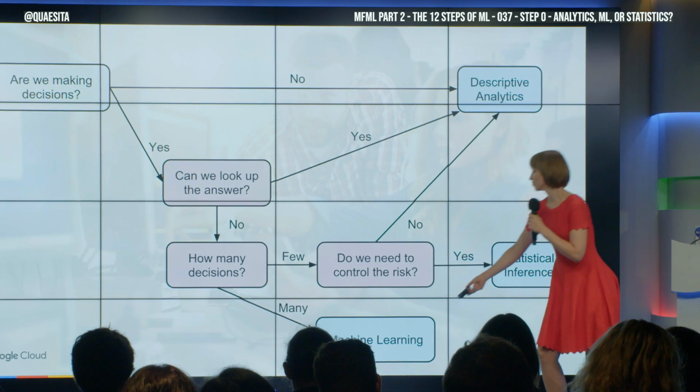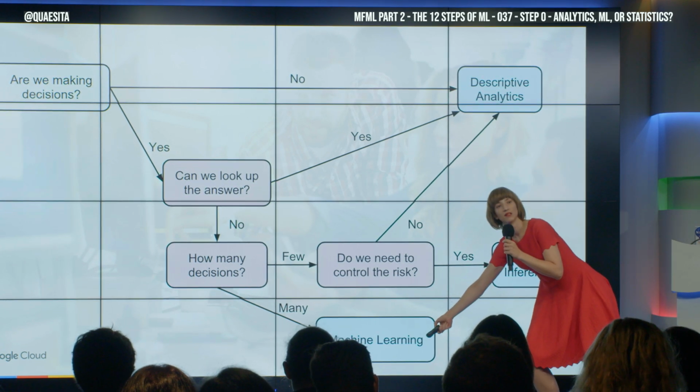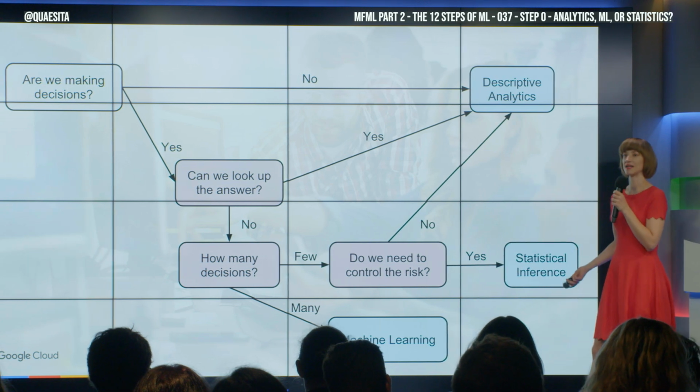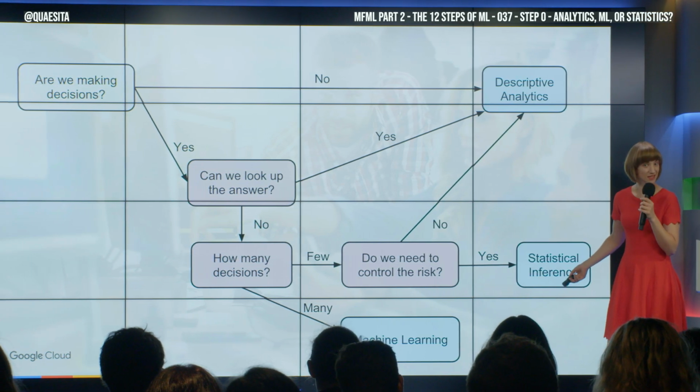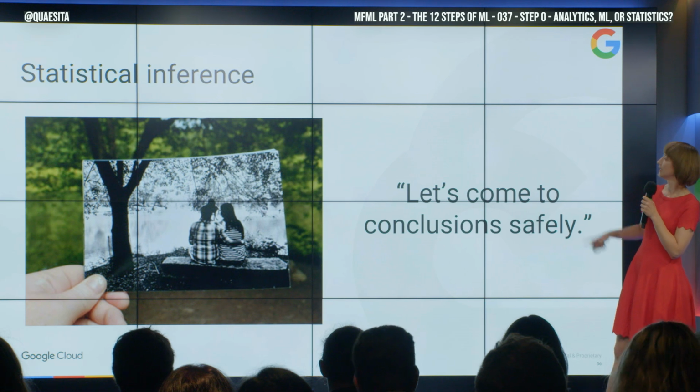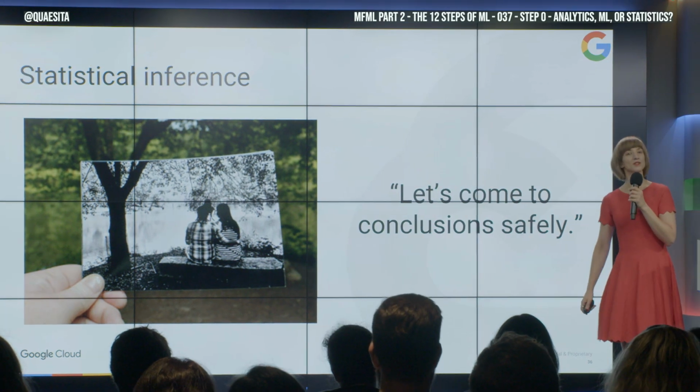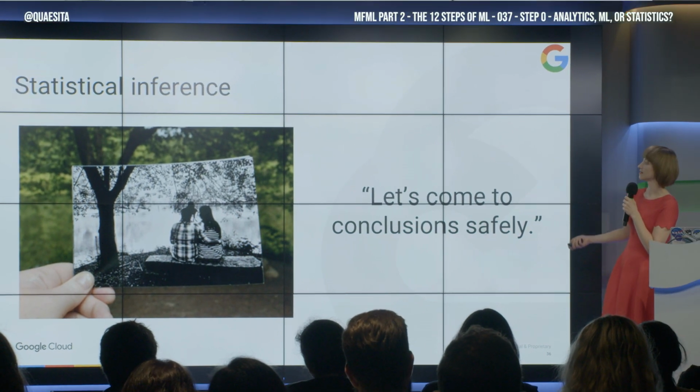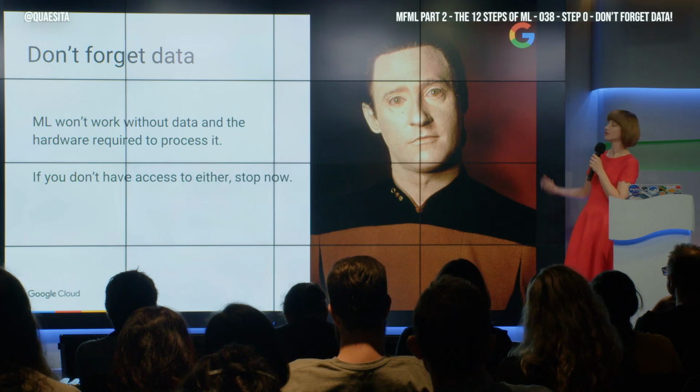So I kind of think of machine learning as make it work, and statistics as now that you think it works, does it? It's about coming to conclusions beyond our data safely. And yeah, don't forget data.